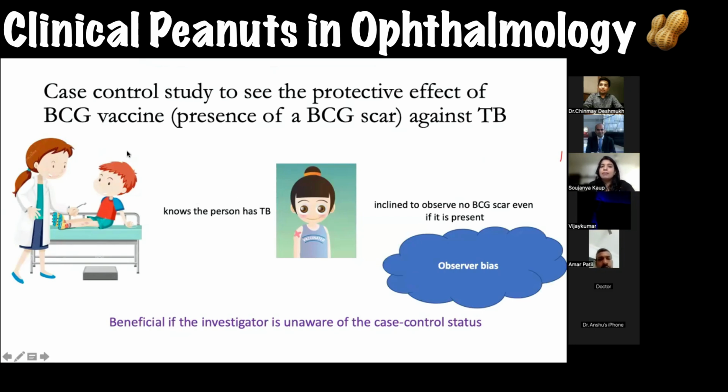You're looking at BCG vaccine and its protective effect, and you know that this particular patient has developed TB, and you look at the scar and you think that probably it's not a BCG scar. So then you sort of get biased because you know that the patient has TB and probably did not have a BCG vaccine. Even though you're seeing a scar, you might be more inclined to say that it is not a BCG scar. So this is what an observer bias is.